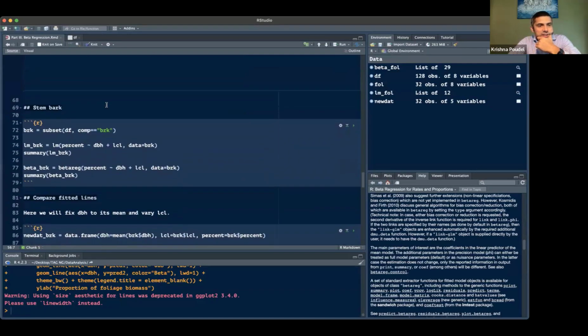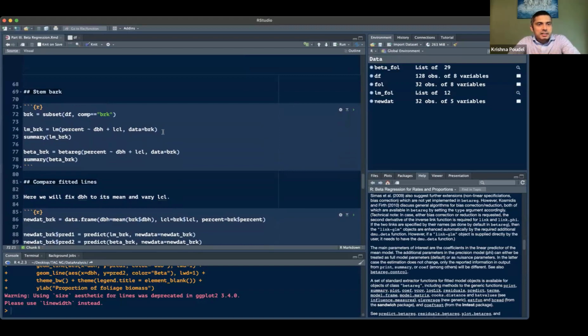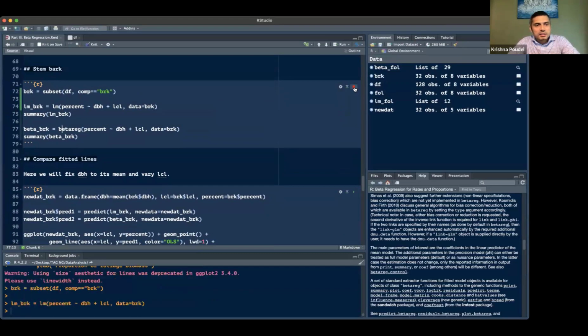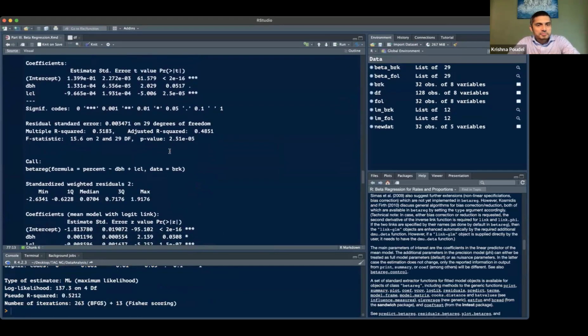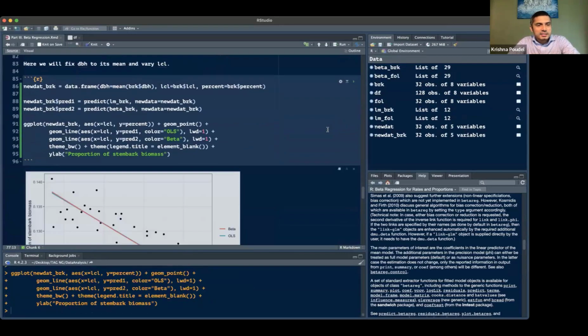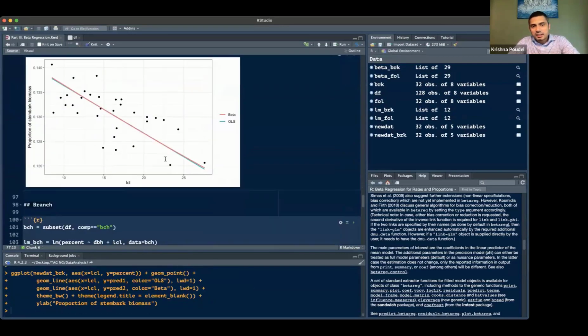And we can do the same thing for bark. For bark, we subset using the subset function, fit a linear model and fit a beta regression model. We can do that same thing. And now let's compare the fitted lines. They are almost identical except for the upper and lower limits.